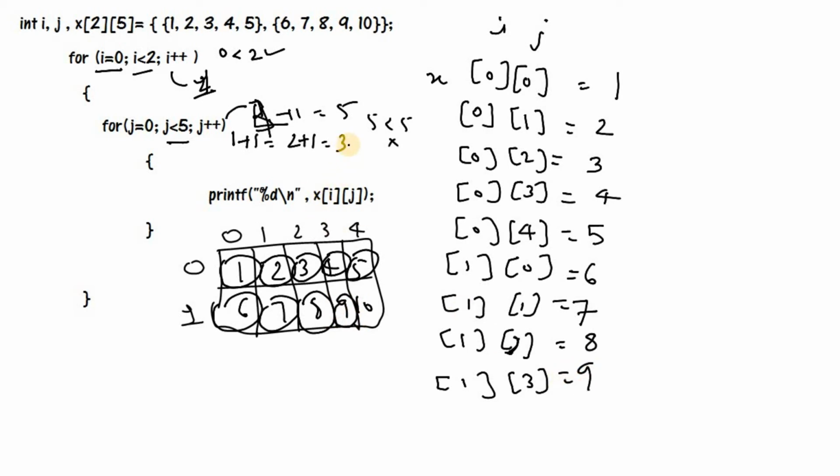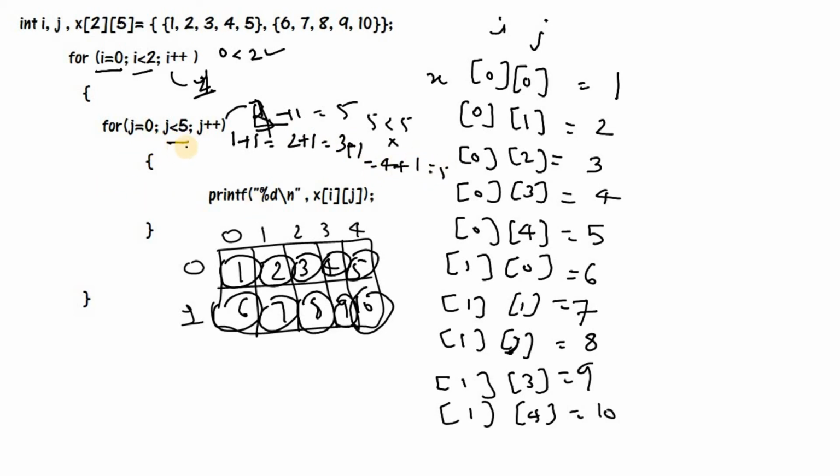Again it will increment by 1. That is 4. i index is 1 and j index is 4 now. And it will print the value 10. Again it will increment by 1. 4 plus 1, that is 5.